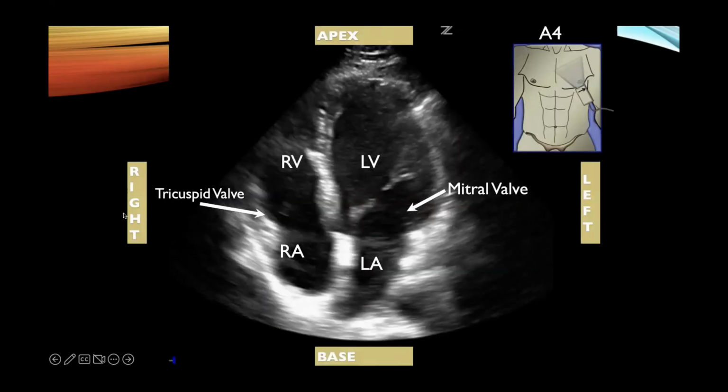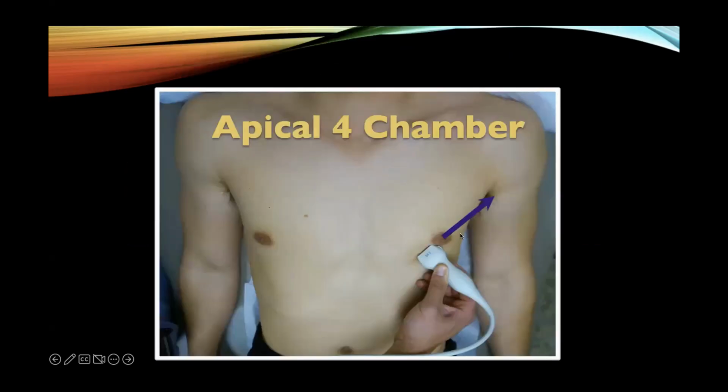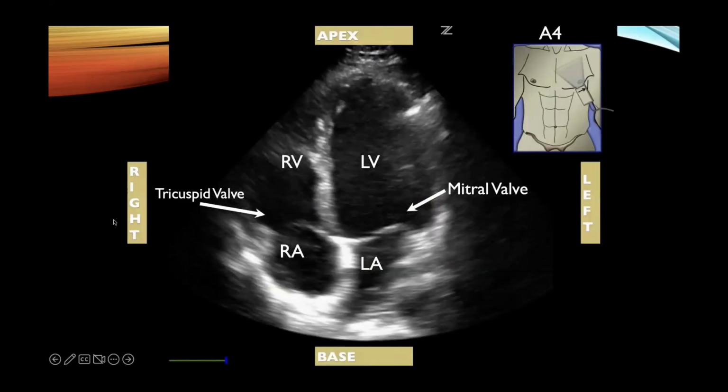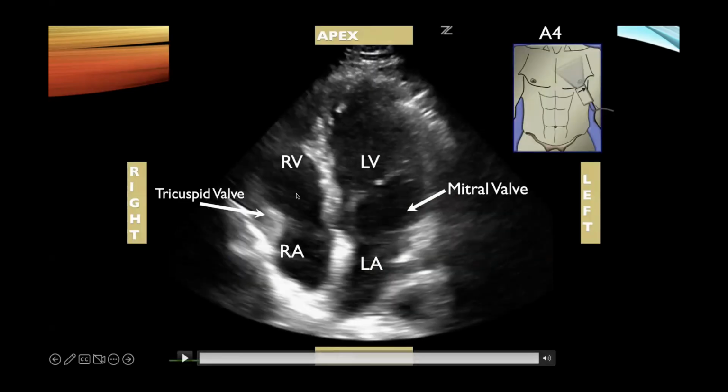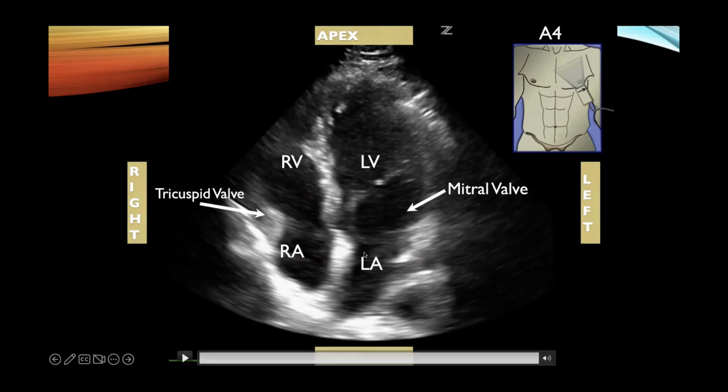Onto the apical 4. To get this view, I'll go back a second. We're just sliding over. This one sometimes can be a little bit challenging depending on the patient's body habitus. Sometimes you may have to have the patient roll over onto their left side to get a good view, or sometimes we'll trace it down from the parasternal short to get to the base of the heart to try to get a really good view. And then for the apical 4, we expect to see the left ventricle on the right side of the screen, the right ventricle on the left, and then the right atrium and left atrium at the bottom of our screen.